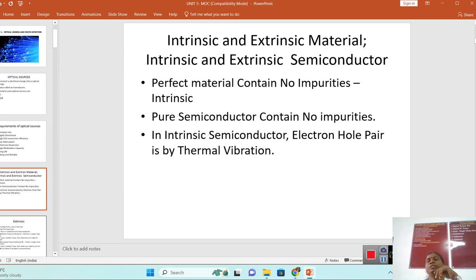Next, we are going to see intrinsic and extrinsic semiconductors, because basically we want to design an LED, so we are moving to the semiconductor basics. A perfect material contains no impurities. Intrinsic material is a pure semiconductor containing no impurities. In an intrinsic semiconductor, electron-hole pairs are generated by thermal vibration. In intrinsic material we can also generate energy by creating a thermal vibration.